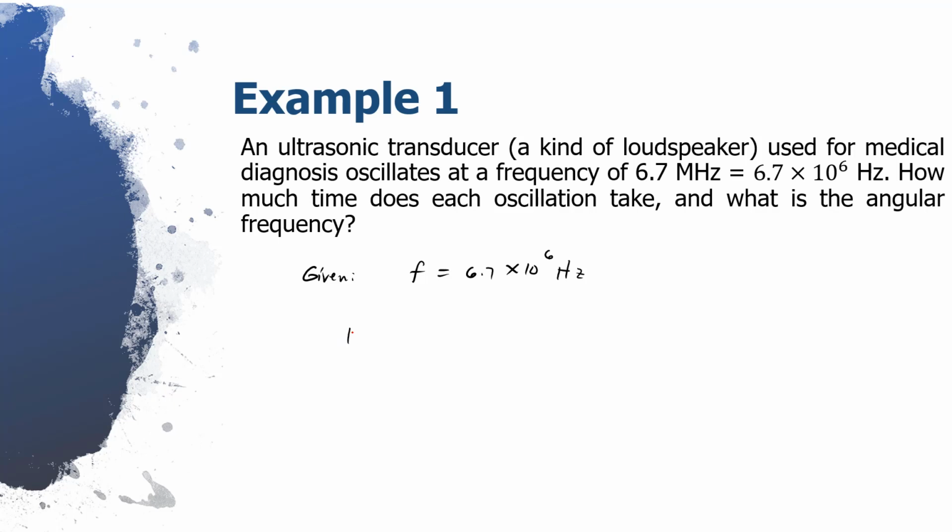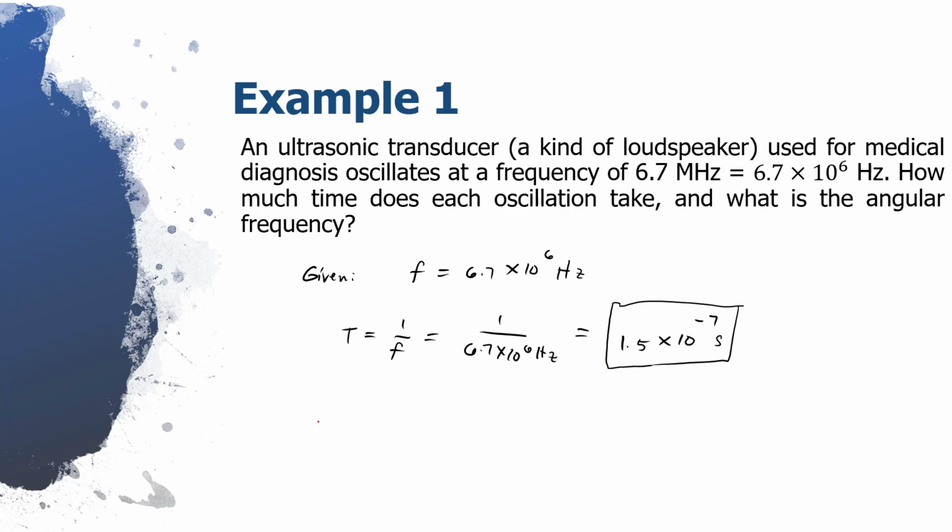You have to solve for the period, and period is equal to 1 over f. So this is 1 over 6.7 times 10 to the 6 hertz, and this is equal to 1.5 times 10 to the minus 7 seconds. So this will be the time.